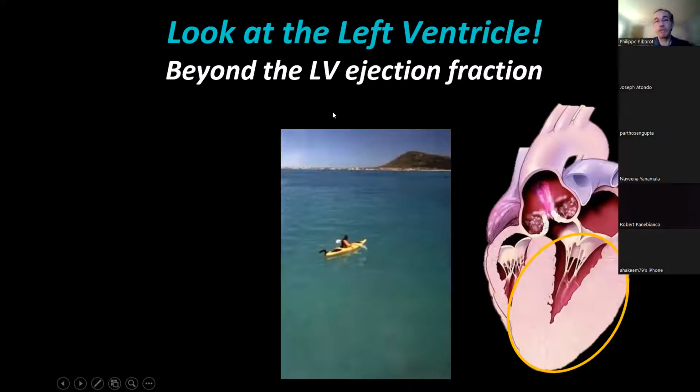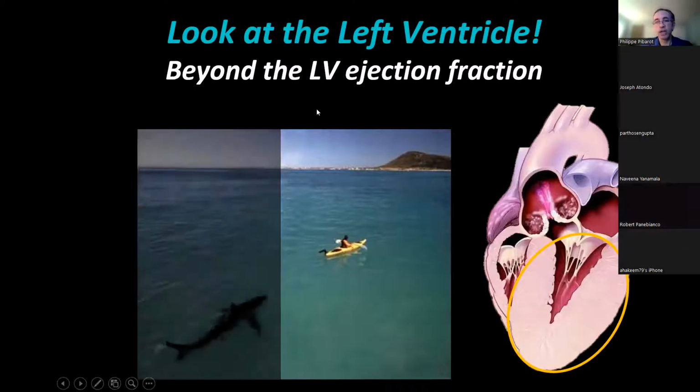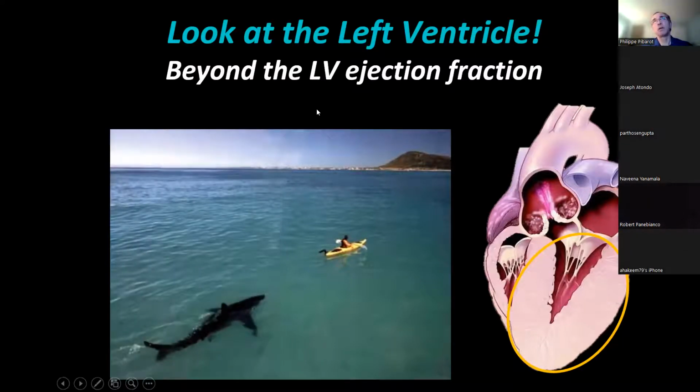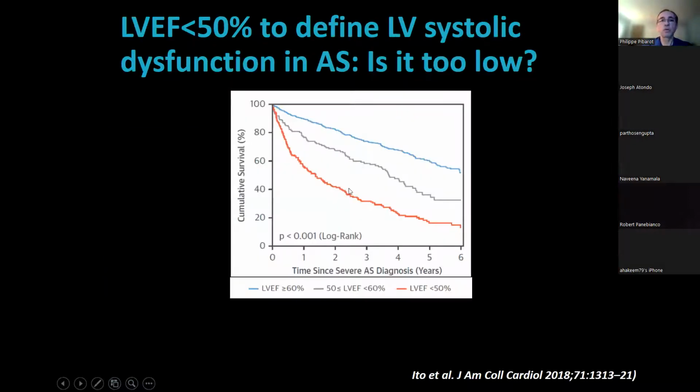So it's important to look at the left ventricle. But when you look at the left ventricle, we need to look beyond the LV ejection fraction, because if you only look at the LVEF, you may conclude, oh my God, good LV function. It's a beautiful day with a beautiful sea and beautiful blue sky. But if you look at parameters that are more sensitive than the LV ejection fraction, the story and the conclusion might be different. And this is very well highlighted by recent studies.